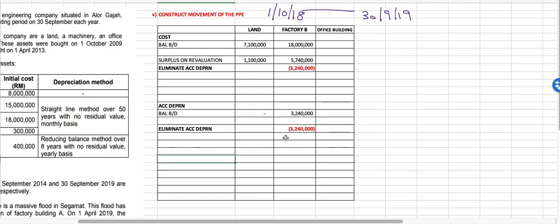Okay, so the journal entry is debit SOPL, credit accumulated depreciation. So when you credit, you increase your accumulated depreciation. So this is current year depreciation. You don't need to write the words current year either. I just like to write it. Okay, so I think that's all the entries for factory B. Next one, we move on to the office building.